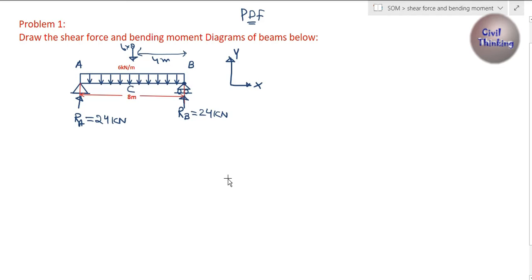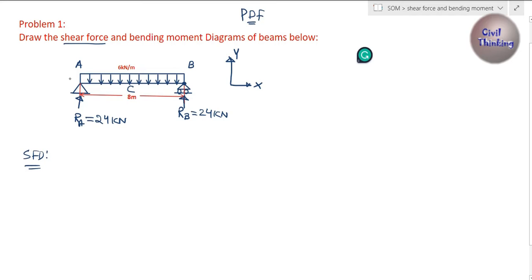All right, now we get the reactions. Finding the support reactions is always the first step. Now let's begin finding the shear force diagram. Shear force diagram is also denoted by SFD. Now to draw the shear force diagram, we need to know what is the shear force at A. Actually, we need to know the shear force at each and every point from A to B.